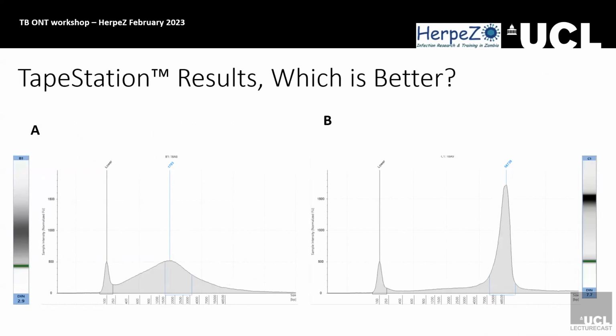DIN is DNA integrity number, and the lower the number, the worse your DNA is. A is supposed to be rubbish DNA. You can see it's smeared; the peak isn't a peak, it's more of a hump, and the score is 2.9. On the other side, B is really good, nice, happy DNA, and the DNA integrity score is 7.7. So the higher the number, the better the integrity of your DNA. I think the new versions of the analysis software give you color coded DINs: red if it's sad, yellow if it's medium, and green if it's good.